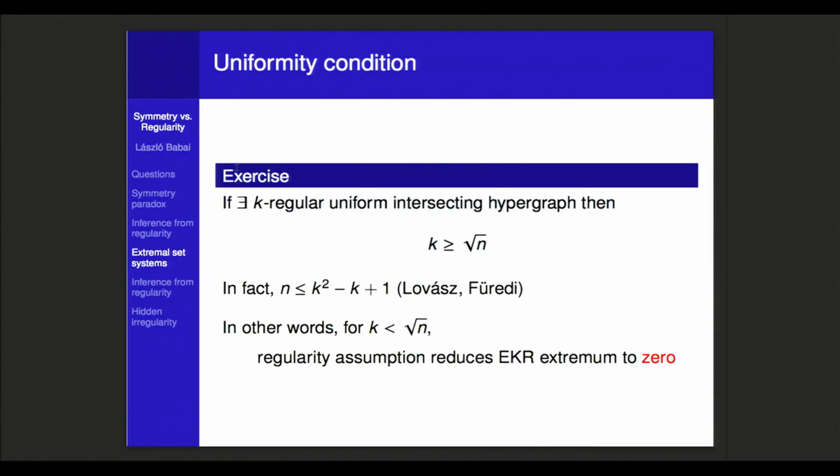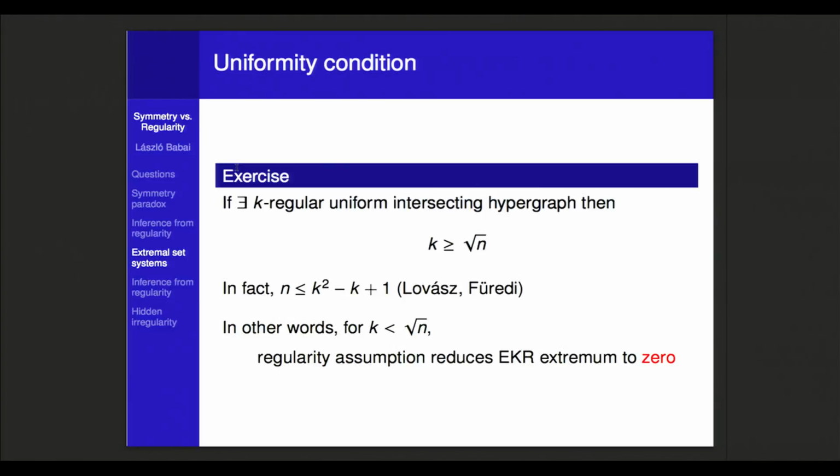If I have a k-regular uniform intersecting hypergraph, okay, so every pair of edges intersects, every edge has size k, and it is uniform. I don't even tell you what the degree is. Every vertex has the same degree. Then k is greater than or equal to square root of n. This is something you can prove in 3 lines.